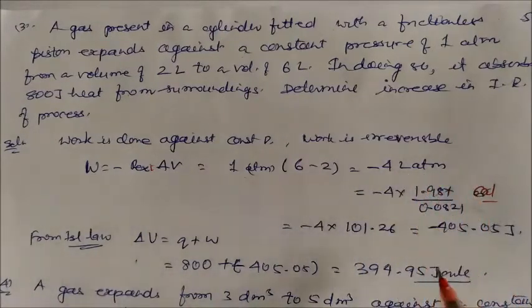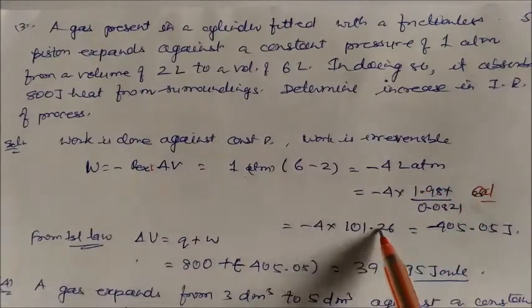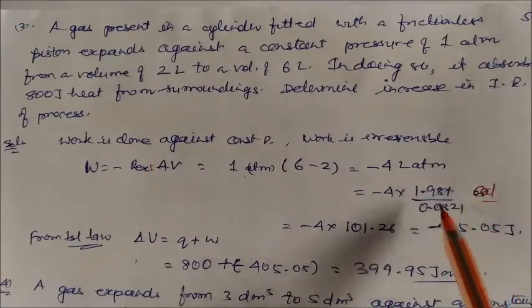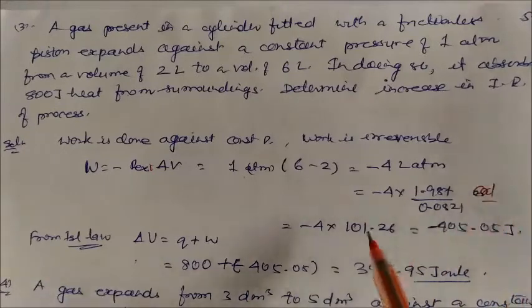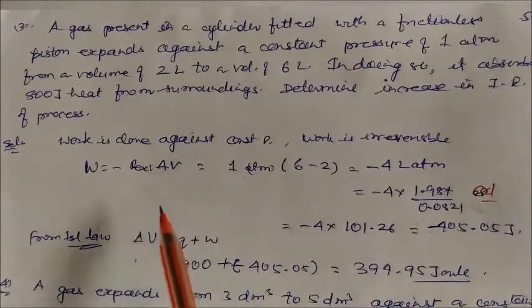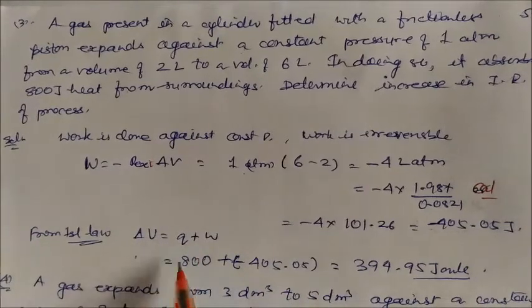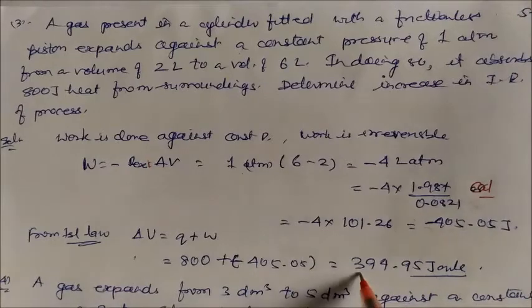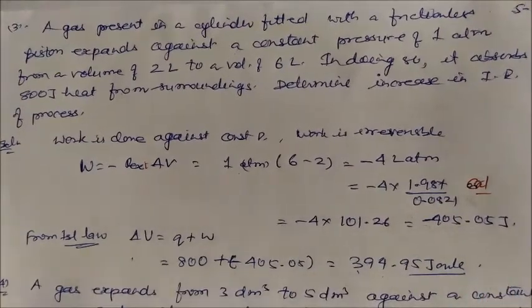If you want to convert into joule, multiply by 101.26, or multiply by 1.987 calorie divided by this R. So you will get this much calorie, and this much answer. Now we have to find the internal energy. So delta U is equal to Q plus W. Q is given as 800 joule, and work is this much. On solving you will get 394.85 joule.